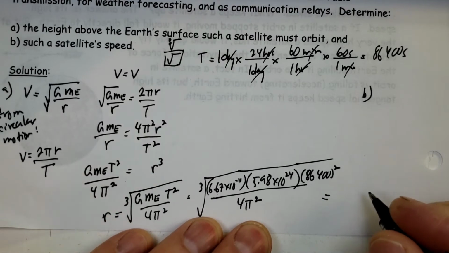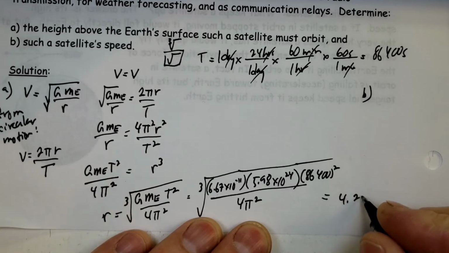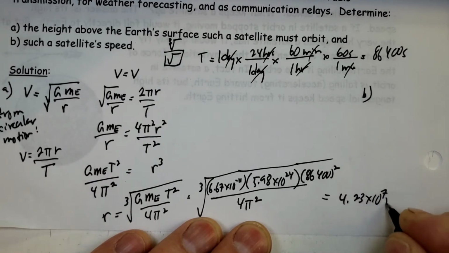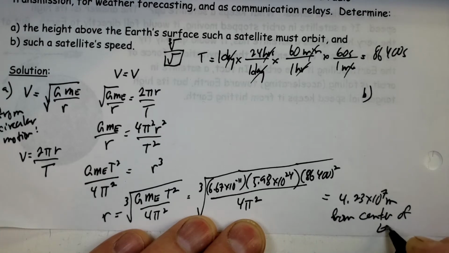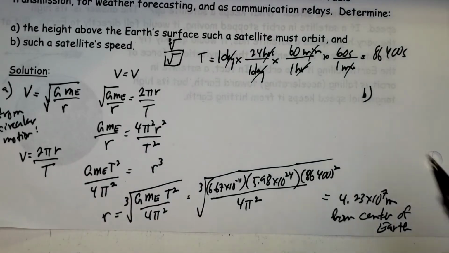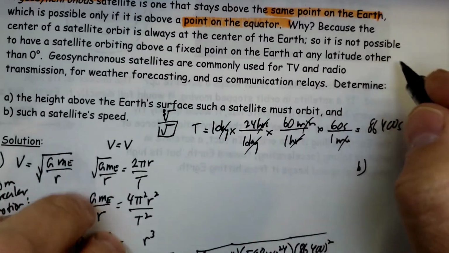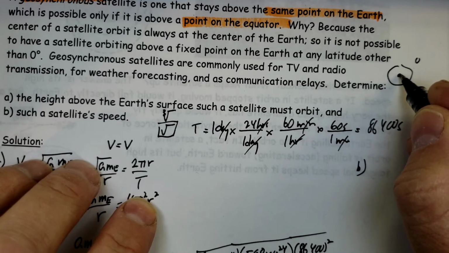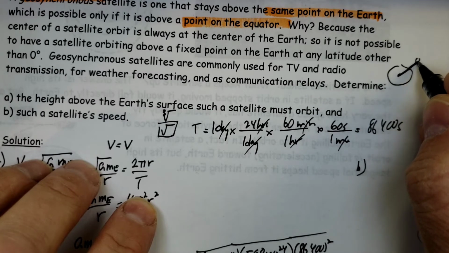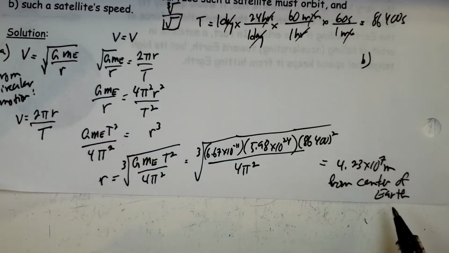is a radius of 4.23 times 10 to the 7 meters from the center of Earth. Because remember, the r represents the radius from the center of the Earth. If we're looking at Earth and the satellite, that r is the radius of Earth plus altitude. So that r is really that.